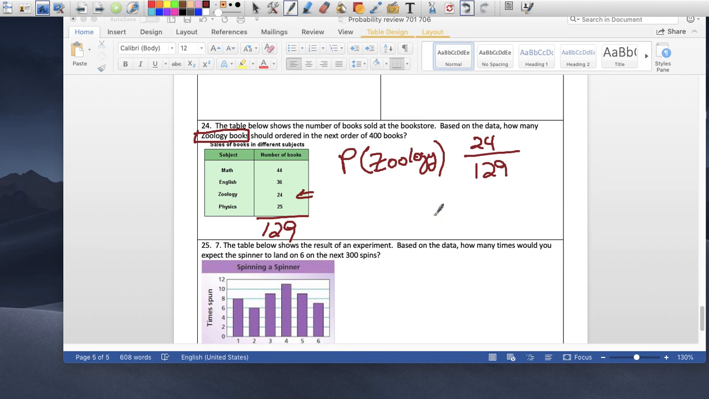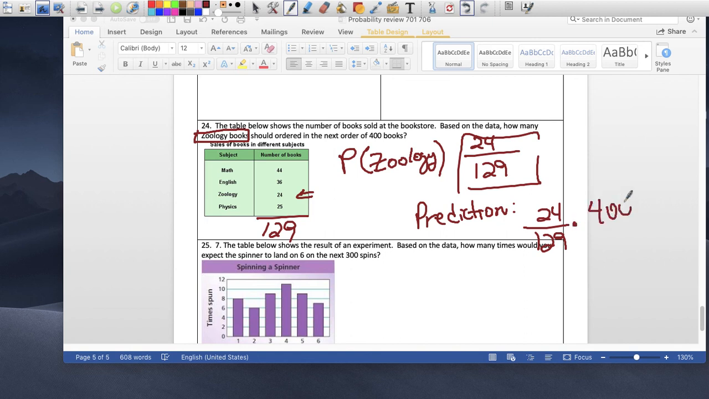So now there's definitely some sales. Now you're making an order, and you want to make sure that you order a good amount of zoology books, not too much, not too little, because if you don't sell it, you lose your money. So we're going to use this 24 out of 129, and we're going to multiply by the number of books that we want to order. We want to order 400 books. So how many of those will be zoology books? Well, take your calculator out.